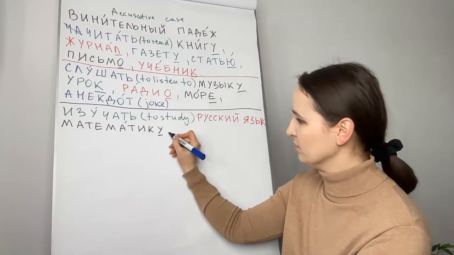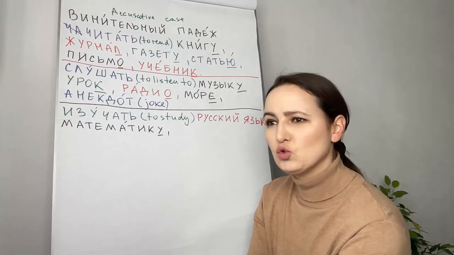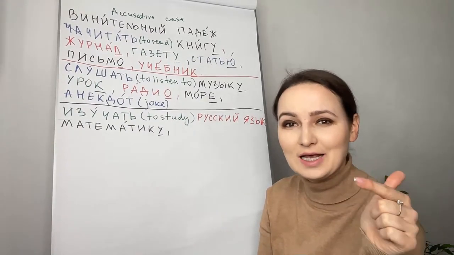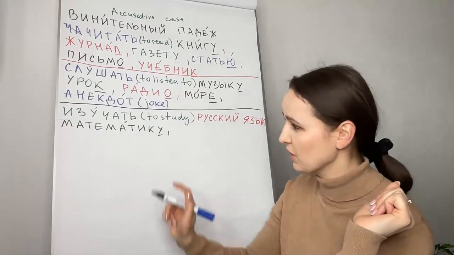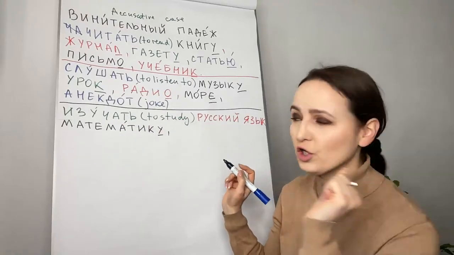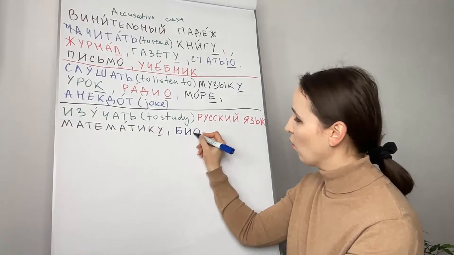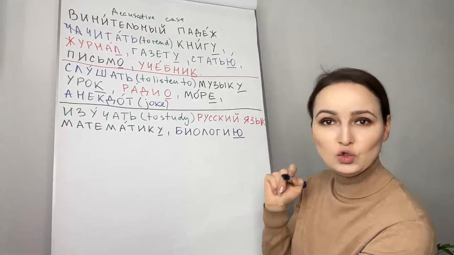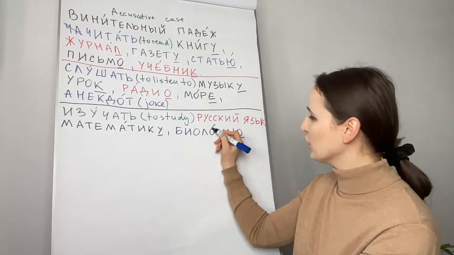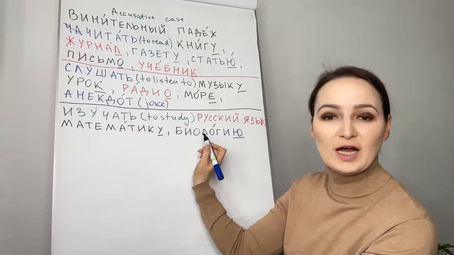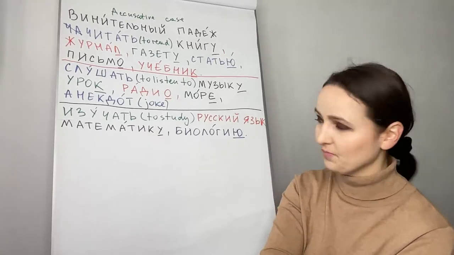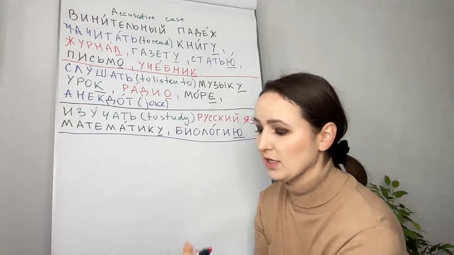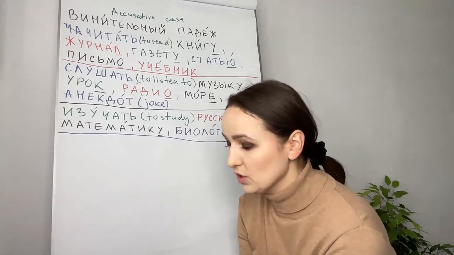And another example would be изучать, for example, biology. Nominative is биология. So it ends in я, that means that it's feminine. So we have to change it in accusative. Изучать биологию. So we replaced я with ю to make this noun accusative. To study biology. Отлично, молодцы.